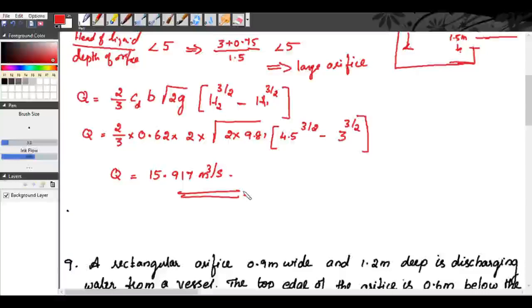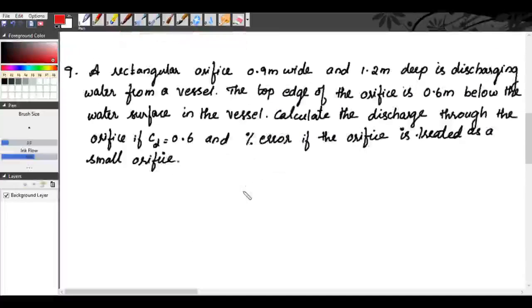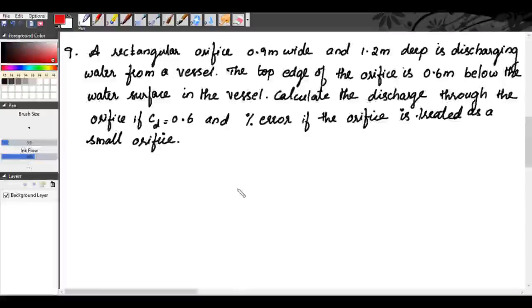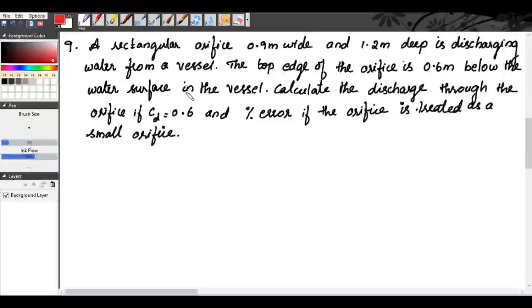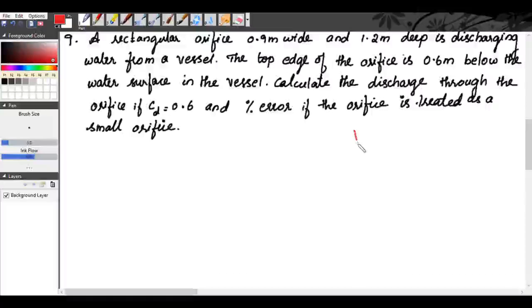Next problem. A rectangular orifice 0.9 meter wide and 1.2 meter deep is discharging water from a vessel. So we have a vessel, and this vessel consists of a rectangular orifice.